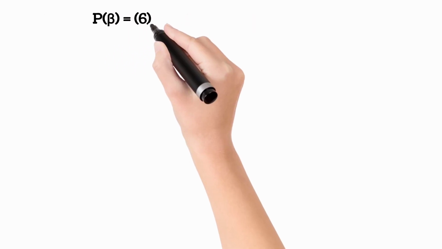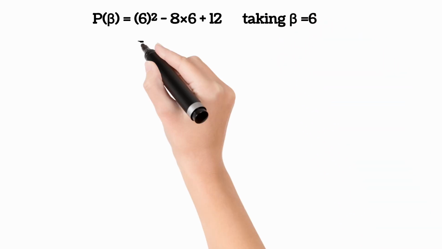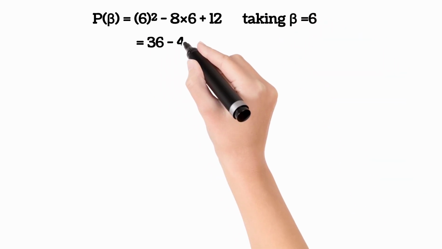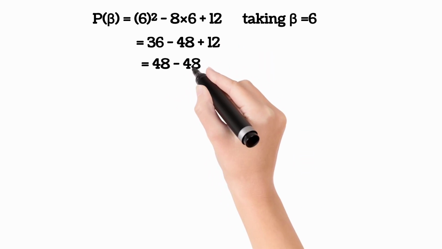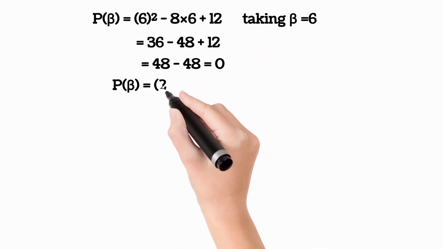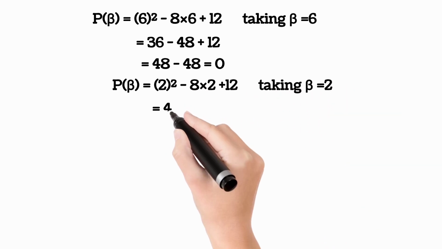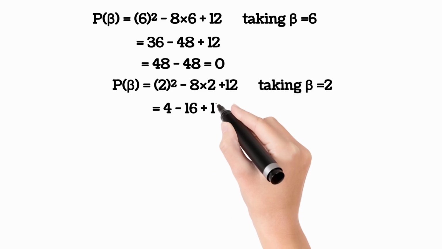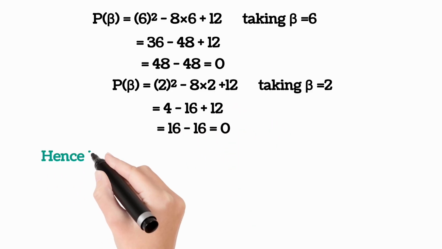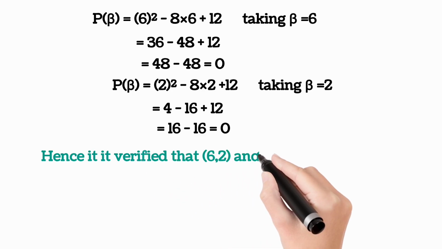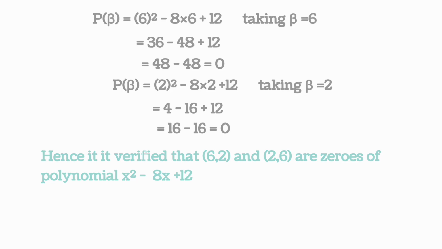Now p(beta) is equal to 6 square minus 8 into 6 plus 12, taking beta equal to 6, that is equal to 36 minus 48 plus 12, that is equal to 48 minus 48, that is equal to 0. Putting p(beta), 2 square minus 8 into 2 plus 12, taking beta equal to 2, that is equal to 4 minus 16 plus 12, that is equal to 16 minus 16, that is equal to 0. Hence it is verified that 6, 2 and 2, 6 are zeros of the polynomial x square minus 8x plus 12.